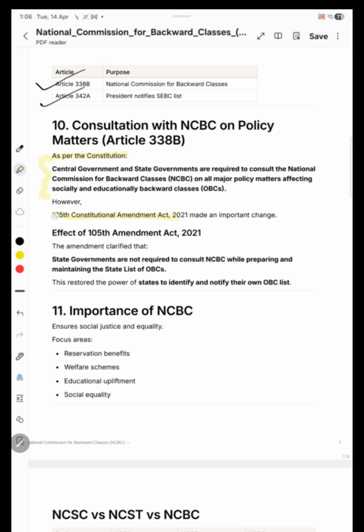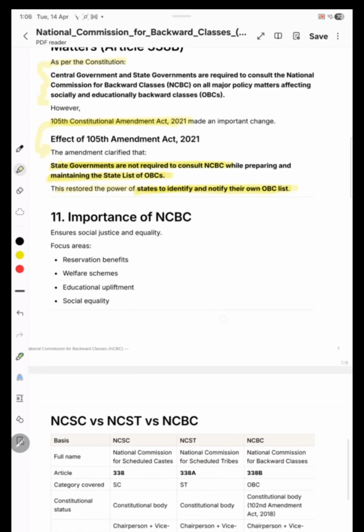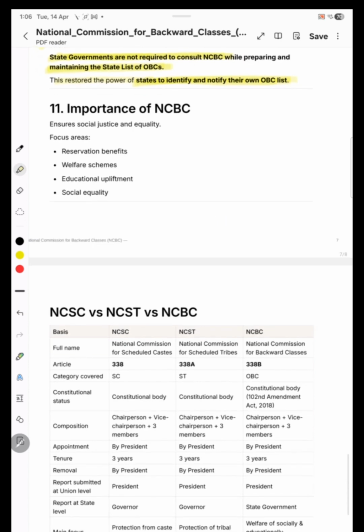But the 105th Constitutional Amendment Act of 2021 made an important change. It said that state governments are not required to consult the NCBC while preparing and maintaining the state list of OBCs. So this excluded state governments from the mandatory consultation. This restored the power of states to identify and notify their own OBC list. Now states can independently prepare their own OBC list. This amendment made that possible. Now, the importance of NCBC.